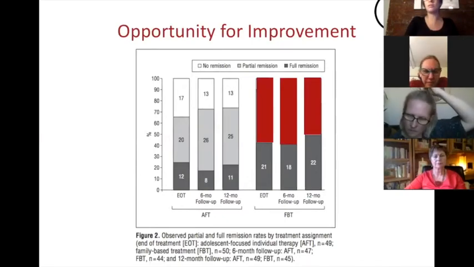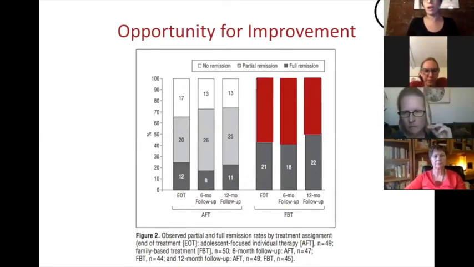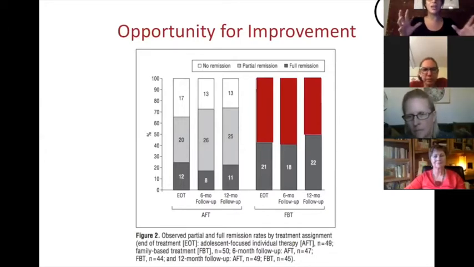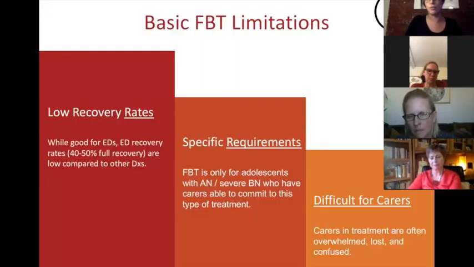We think of this whole area marked off in red as the area for improvement, things that we can do. Plus, there's even more opportunity for improvement, because FBT is really a treatment for patients who have carers that are willing and able to participate in treatment. Unfortunately, for every adolescent, that's not always the case. Some carers aren't willing, and some carers are not able. So we have an even larger opportunity for improvement here.